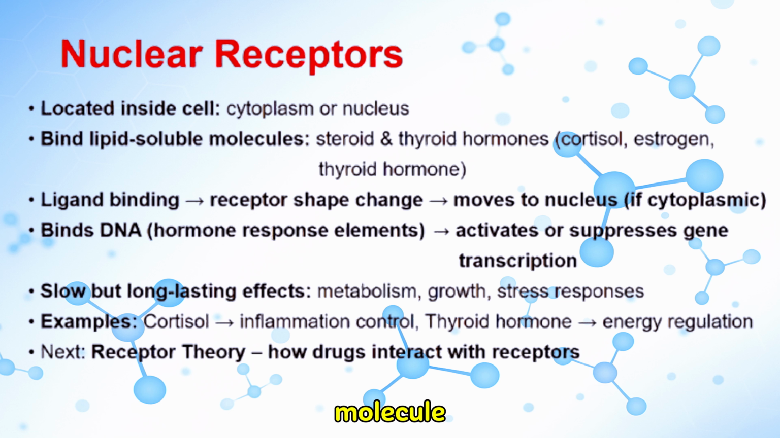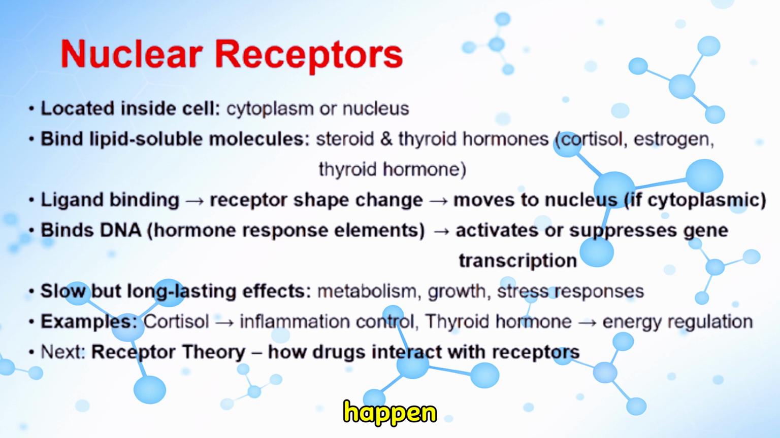When such a molecule, called a ligand, enters the cell and binds to the nuclear receptor, the receptor changes its shape. If it's in the cytoplasm, it then moves into the nucleus. Inside the nucleus, the receptor binds to specific DNA sequences called hormone response elements. This binding either activates or suppresses the transcription of target genes. As a result, the cell increases or decreases the production of certain proteins.